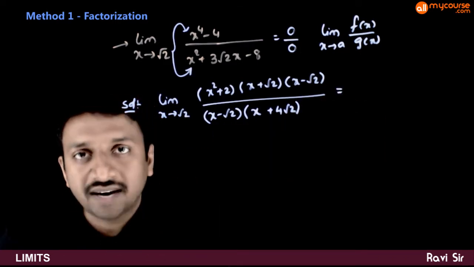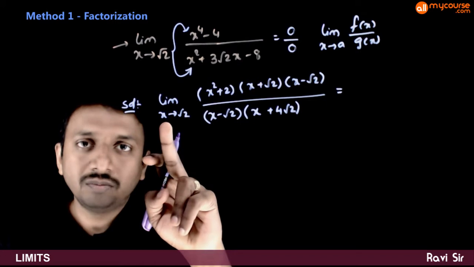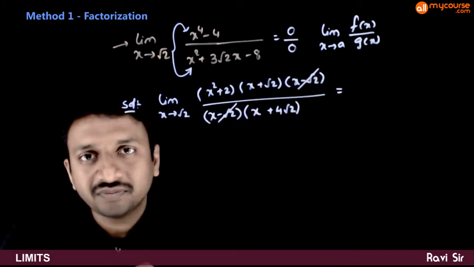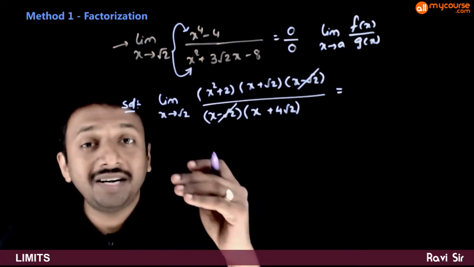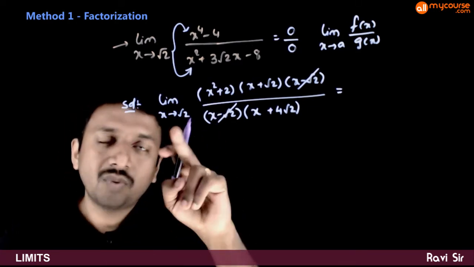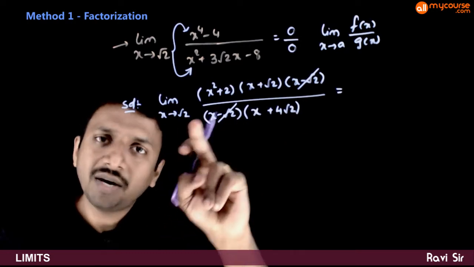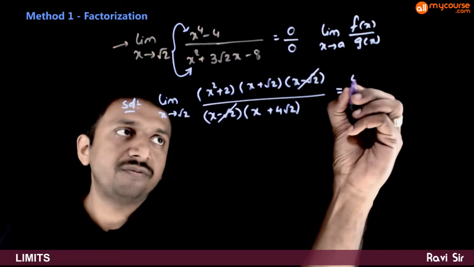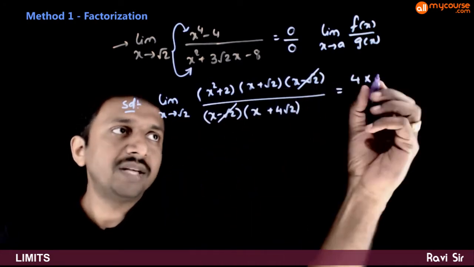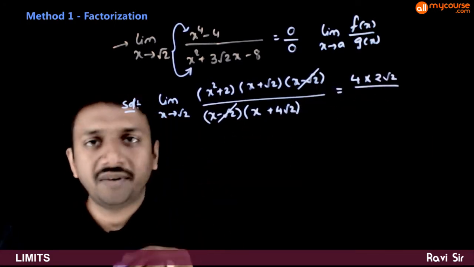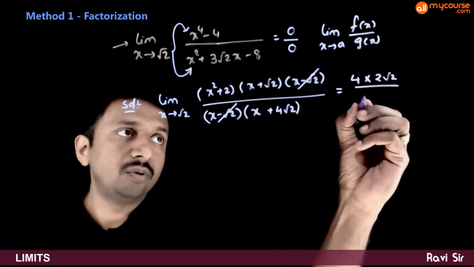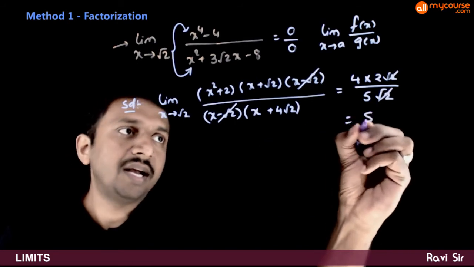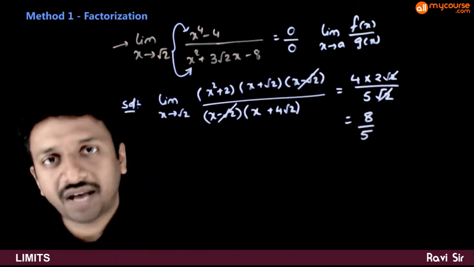So once you do this factorization, as x tends to root 2, x minus root 2 is not equal to 0, and I can cancel out these two. Now as you can see, that indeterminacy has been cancelled. So once indeterminacy is cancelled, I can do the direct substitution. So x square plus 2, 2 plus 2 is 4, into root 2 plus root 2 is 2 root 2, divided by root 2 plus 4 root 2 is 5 root 2. Root 2 and root 2 get cancelled. You get 8 by 5 as the answer.